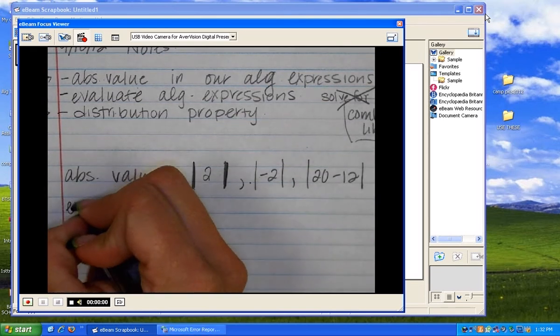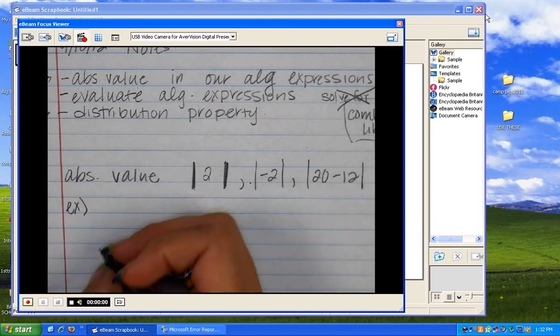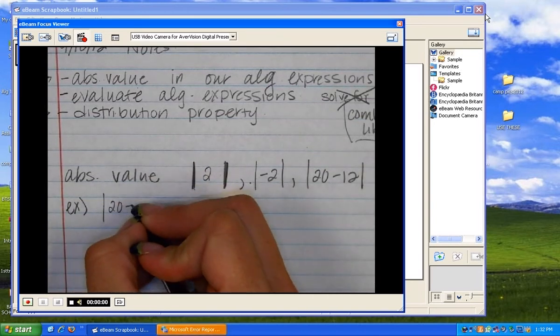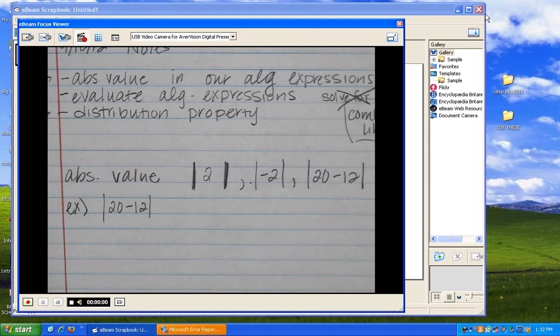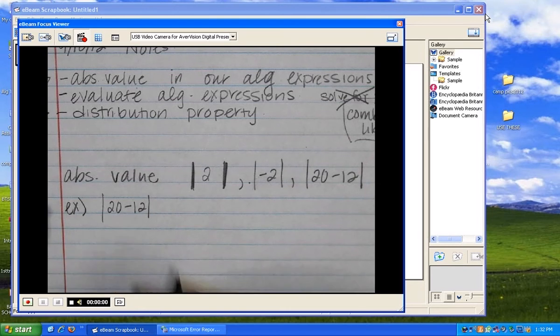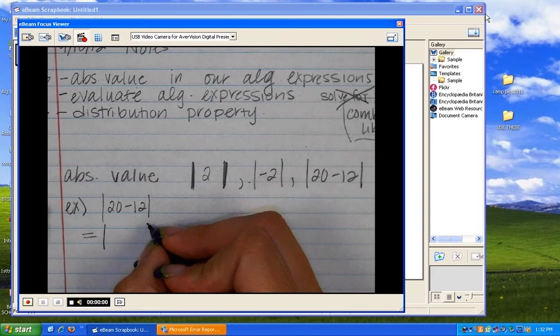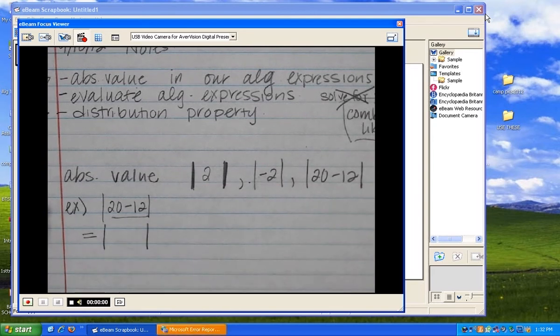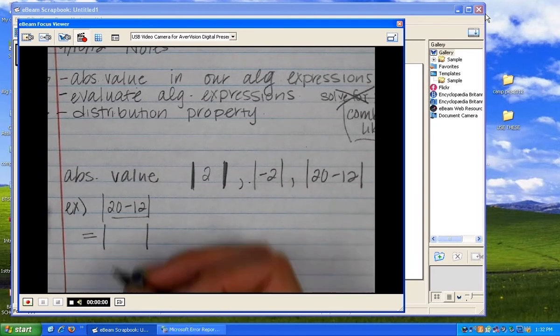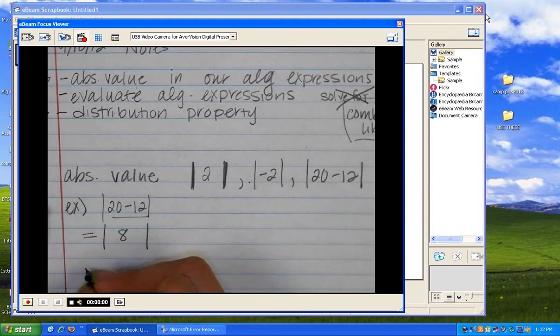So, for example, we could have a problem that was the absolute value of 20 minus 12. And to get our answer, we have to solve what's inside before we remove the absolute value sign. So the steps would look like leaving your absolute value sign, solving the inside. So 20 minus 12 is 8. And now we can take the 8 out of the absolute value signs by saying, what is the absolute value of 8? How many hops away from 0 is it? It is 8 hops away, and our answer is 8.